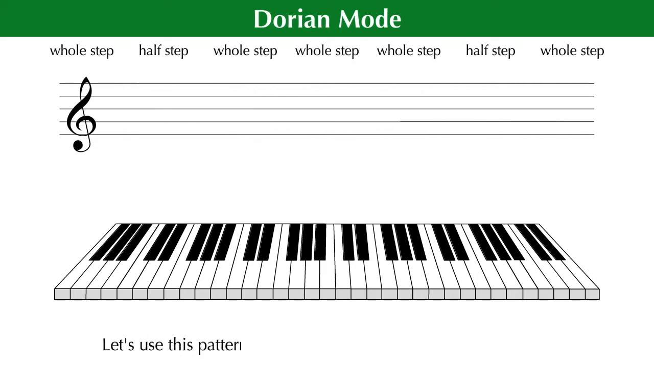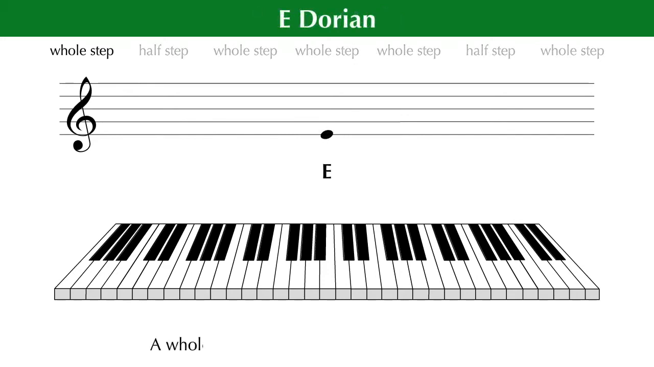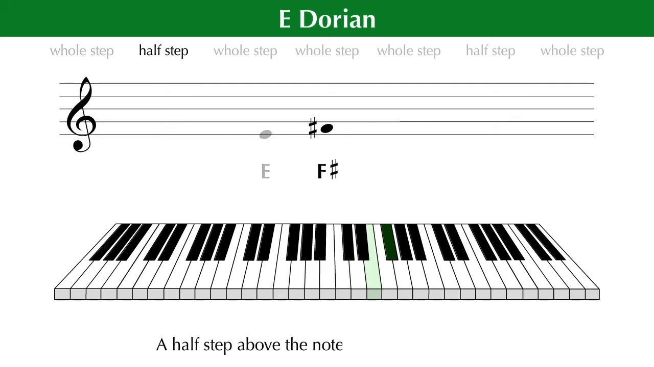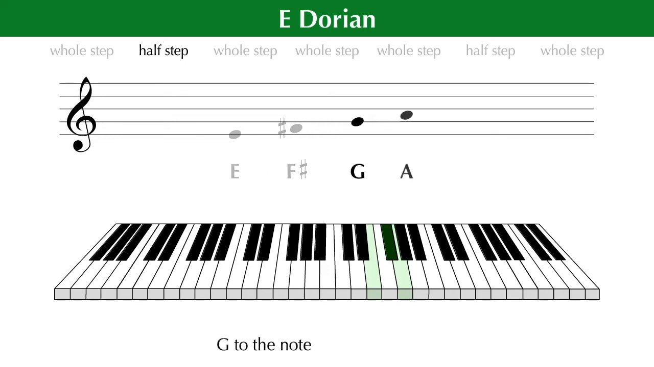Let's use this pattern of steps to construct the notes of E Dorian. A whole step above the note E is the note F sharp. A half step above the note F sharp is the note G. G to the note A is a whole step.